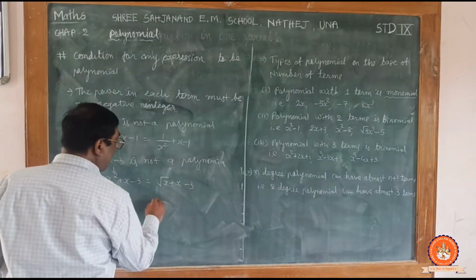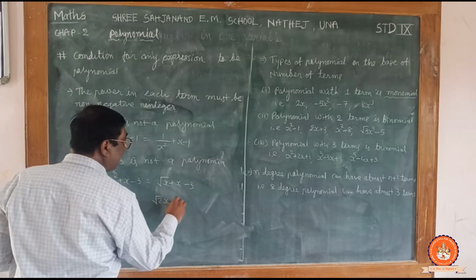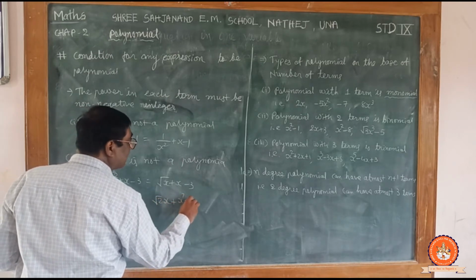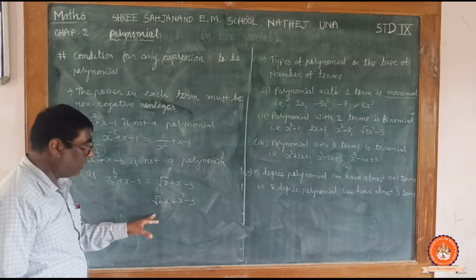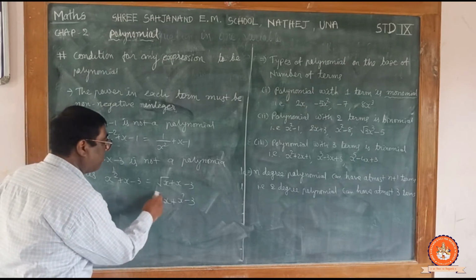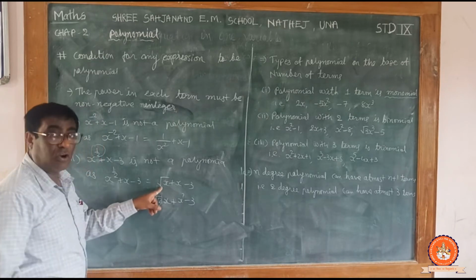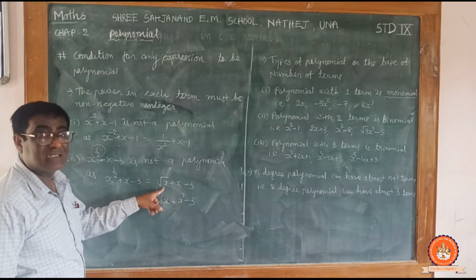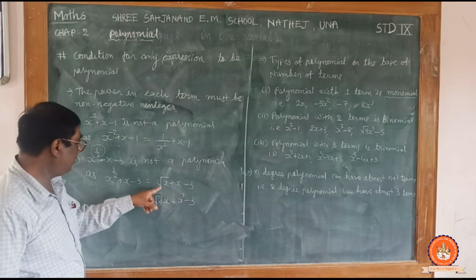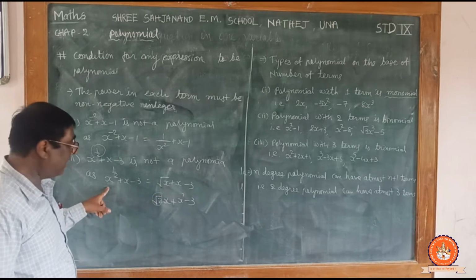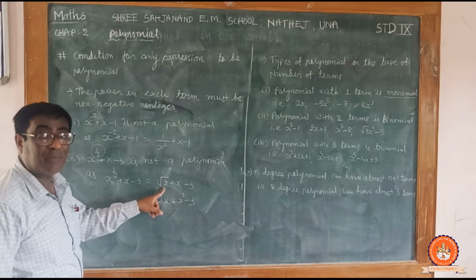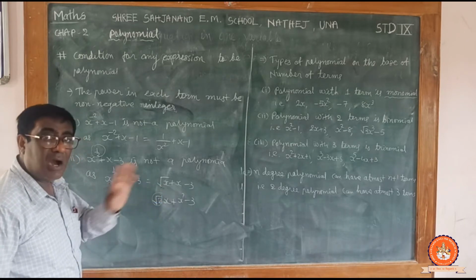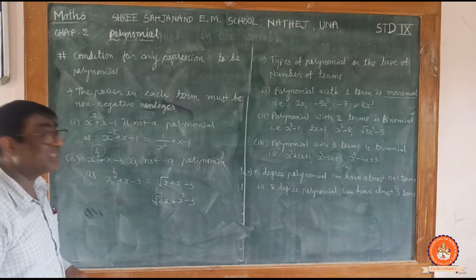See, root 2 x plus x square minus 3 has no problem being a polynomial because the square root is there on a number, but a square root must not be there on x. Okay, because root x will be x raised to 1 by 2. So this type of expressions are not polynomials. Keep this thing in mind.